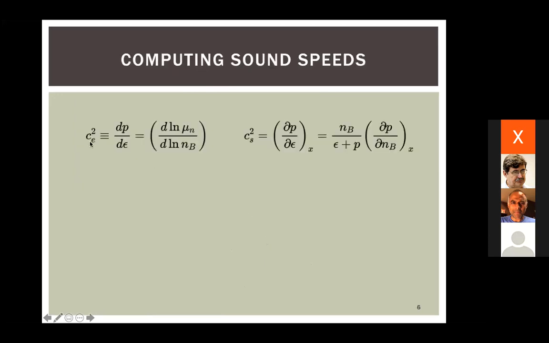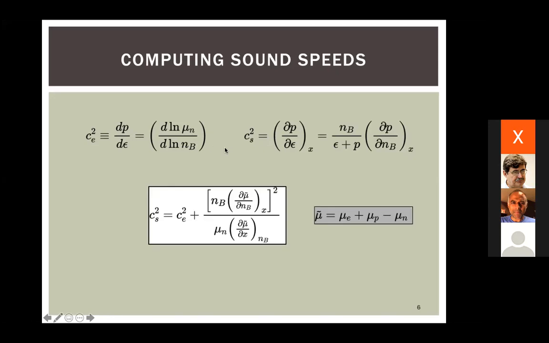Okay, so this is just re-expressing these things. So dP/dε, where P is the pressure and ε is the energy density, can be expressed in terms of the neutron chemical potential. I'm assuming here we only have some nucleonic species. And we can compute this. Let's say the simplest case is just NPE matter.